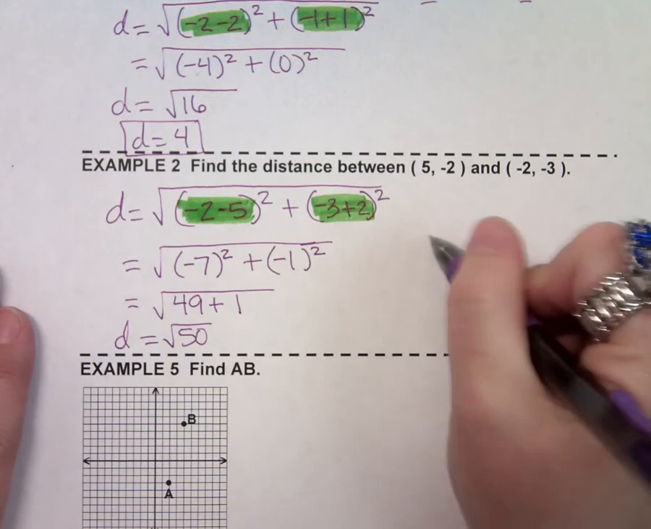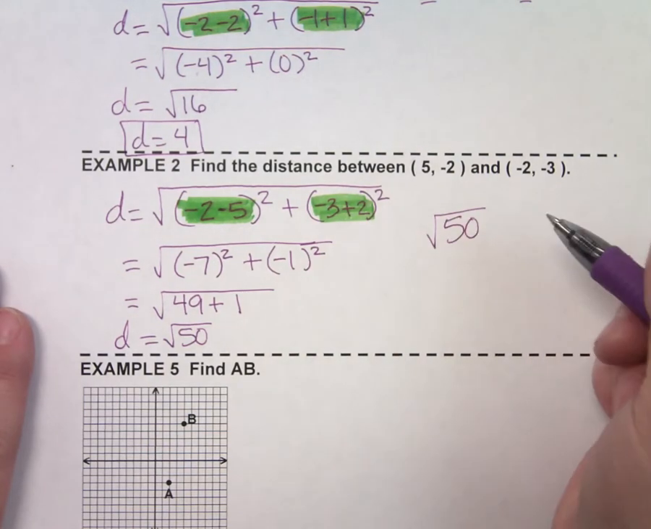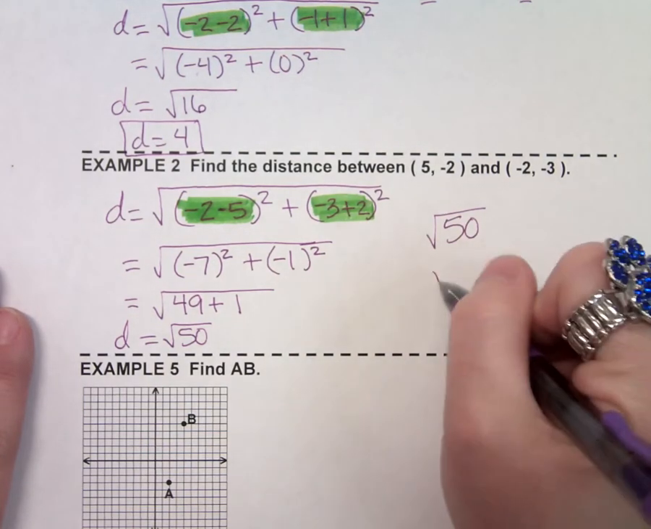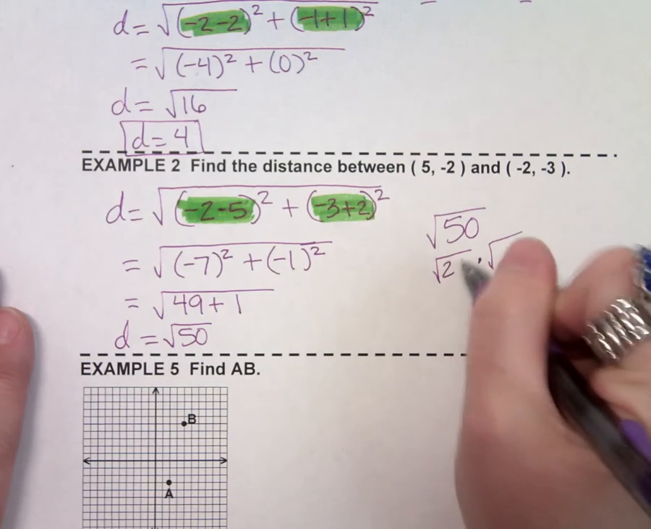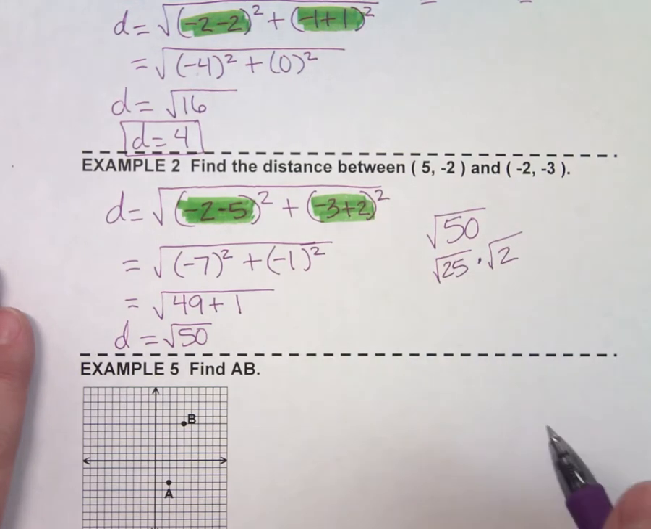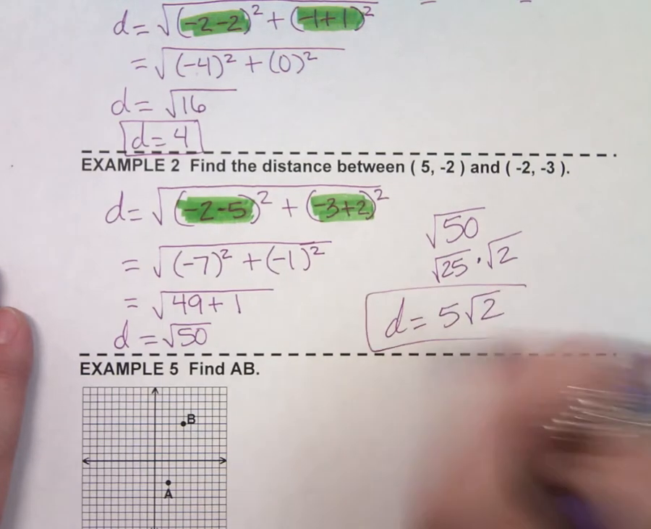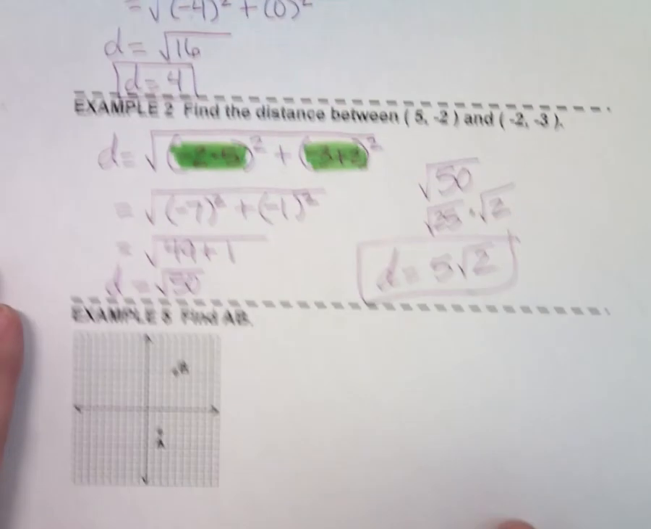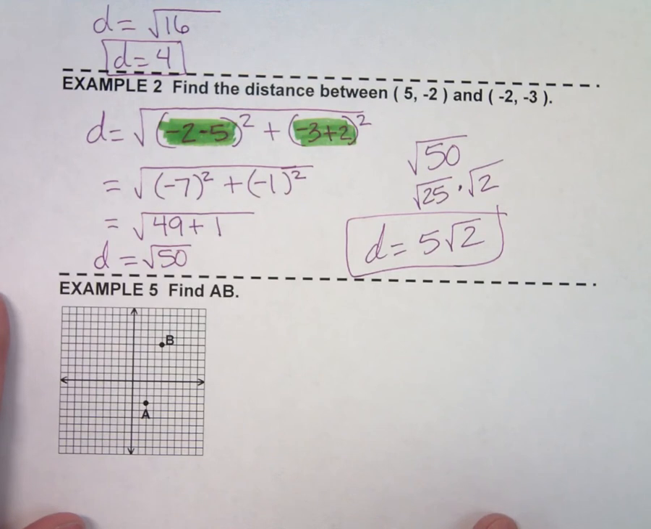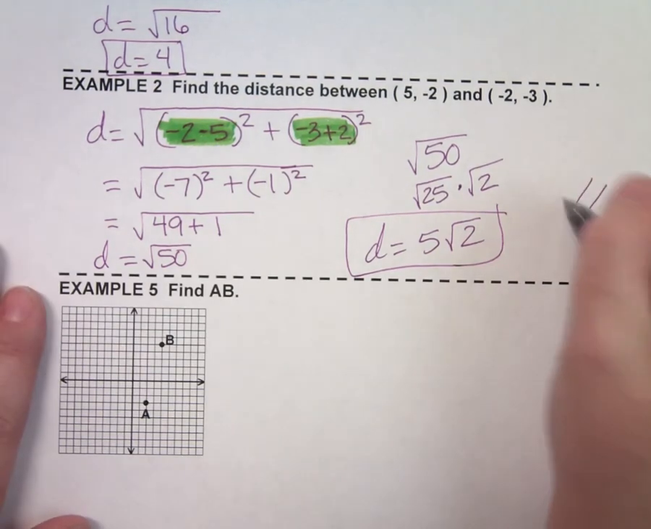No. So I'm going to see if I can break it down like we've been trying the last few days. Go ahead, Serena. 25 and 2. Yep, 25 goes in there twice. And then the final answer would be 5 square root of 2. Seem easy peasy? Lemon squeezy, smiley facey.